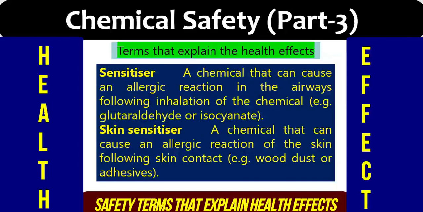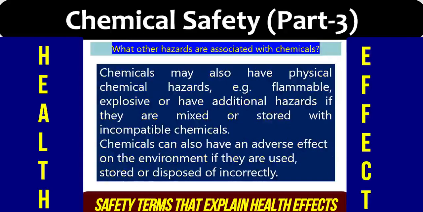What is the meaning of a sensitizer with respect to chemical safety? A chemical that can cause an allergic reaction in the airways following inhalation of the chemical. For example, isocyanate. What is a skin sensitizer? A chemical that can cause an allergic reaction of the skin following skin contact. For example, wood dust or adhesives. These were a few important terms, their definitions, and short explanations with examples. Let us understand now what other hazards are associated with chemicals.